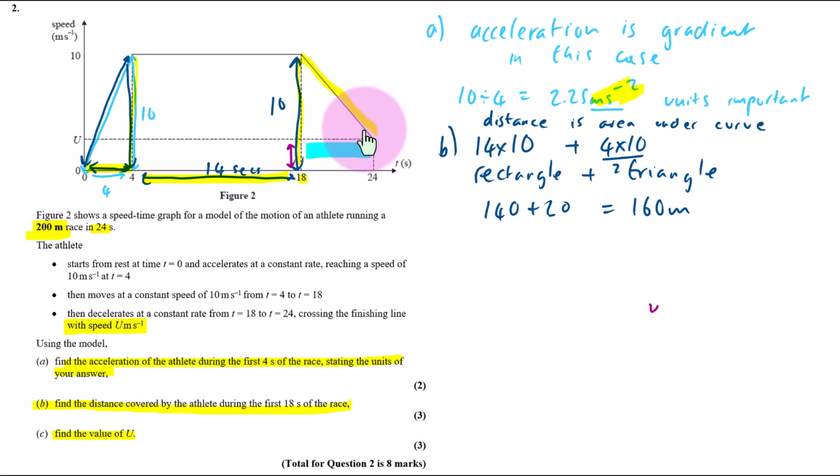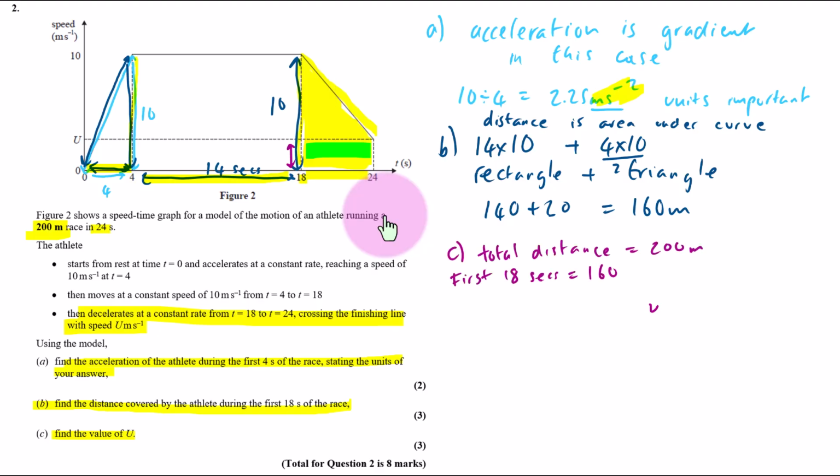So we could possibly work this out by working out the distance between 18 and 24. If we work out this entire area here, we know the total distance is 200 meters. The first 18 seconds was 160. So that last 6 seconds must be 200 minus 160. So we get a distance of 40 meters. That's nice. So our U, which is given here, that's all we need to work out.